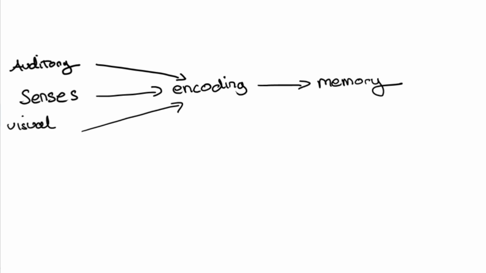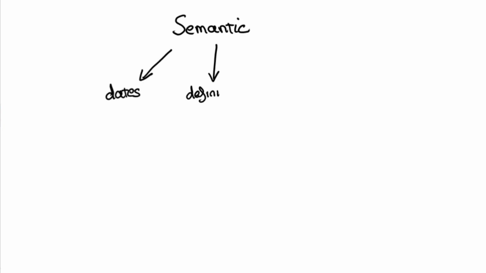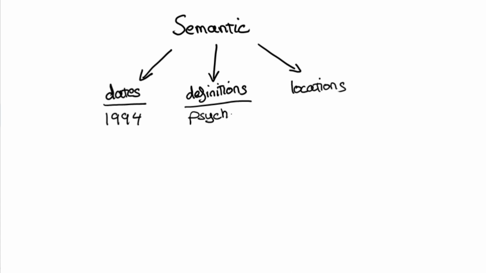hear about most often. There's semantic encoding, which is information encoded that has a particular meaning to it, like important dates, word definitions, and places on a map. It is thought that semantic information is a lot stronger when we attach meaning and emotion to it.